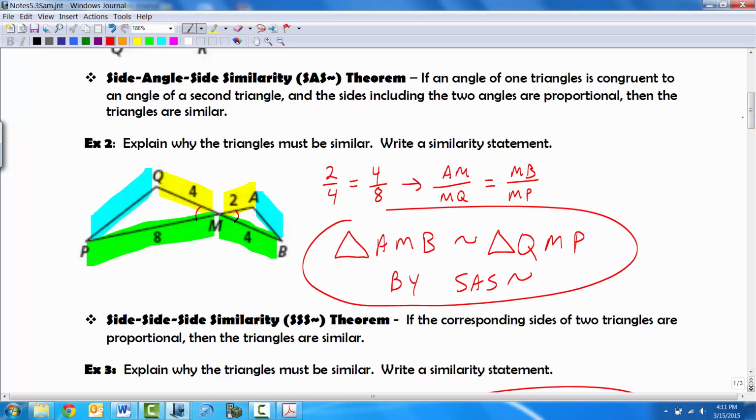Another similarity theorem is side angle side. But this is a little tricky, and you need to figure out how this works out. First of all, these two angles are congruent.